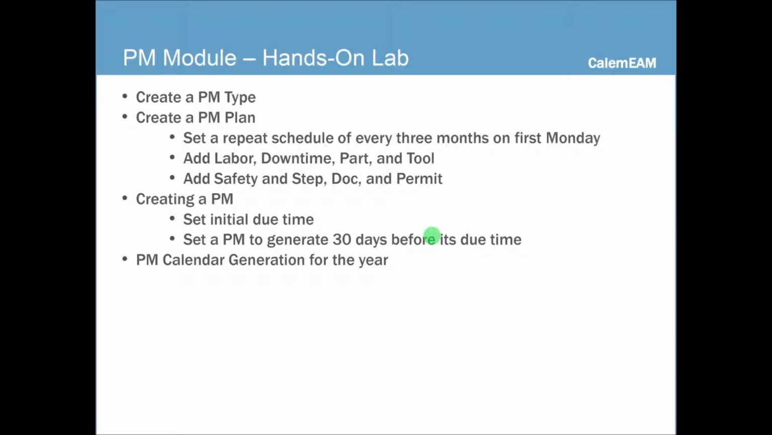And that's all for the PM module, and we now come to the hands-on lab. In this hands-on lab, you're going to create a PM type, create a PM plan, set a repeat schedule of every 3 months on the first Monday, add a labor, downtime, and part, and add a safety note, a step, a document, and a permit. And then you will create a PM, set the initial due time, and set the PM to generate 30 days before its due time. Finally, you can generate a PM calendar for the whole year.